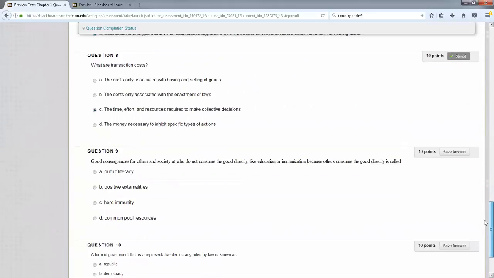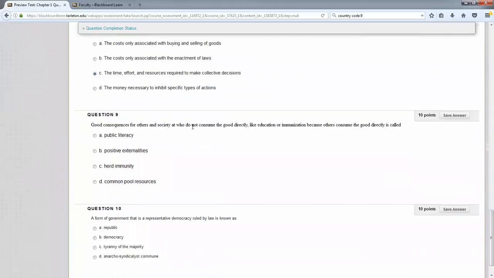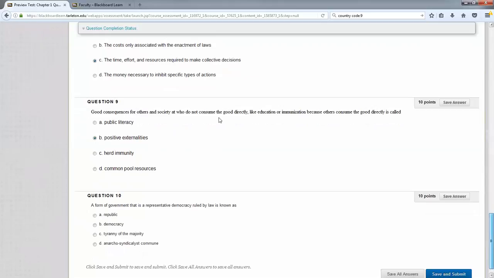Question nine. Good consequences for others in society who do not consume the good directly, like education or immunization, are called what? Positive externalities. A negative externality are things like secondhand smoke or pollution. It's when bad consequences for others who do not consume the good directly, but still have negative outcomes from it. And finally, question 10. Form of government that is a representative democracy ruled by law, known as republic, the public thing.